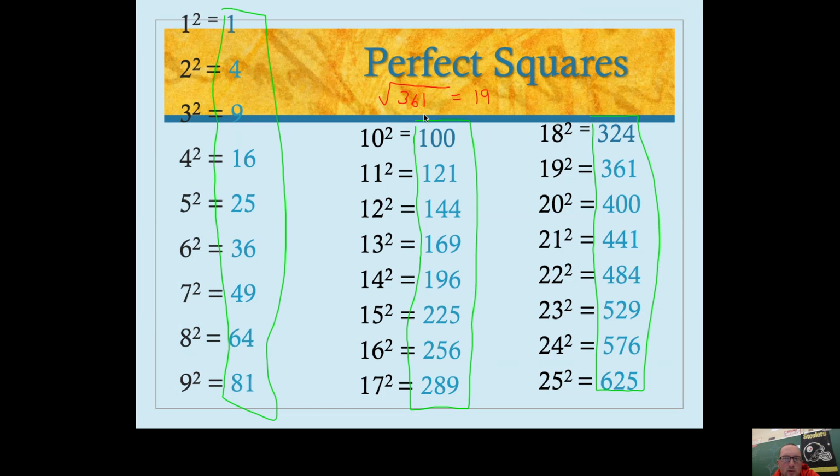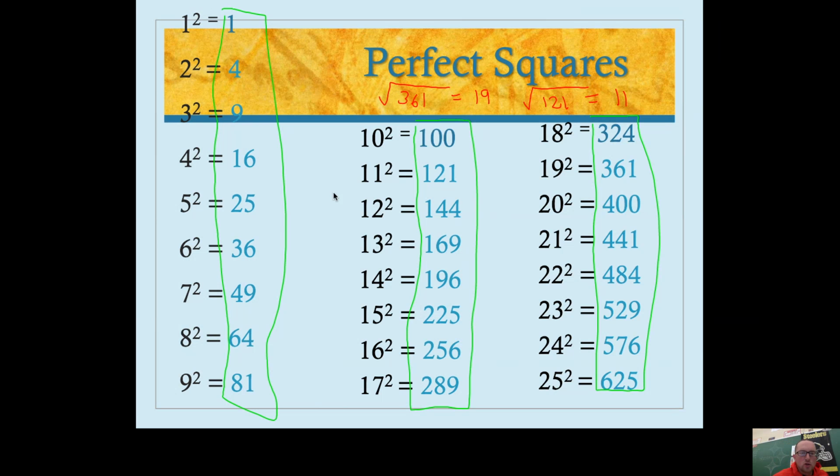Okay, so for example, we'll do another one. What is the square root of 121? What times itself gives you 121? 11. You know that's the answer because 11 squared, 11 times 11, gives you 121.